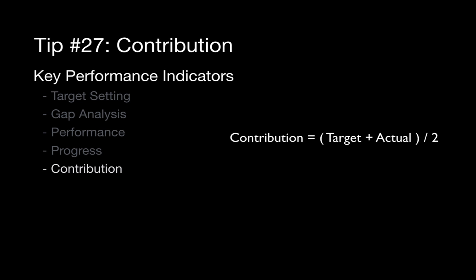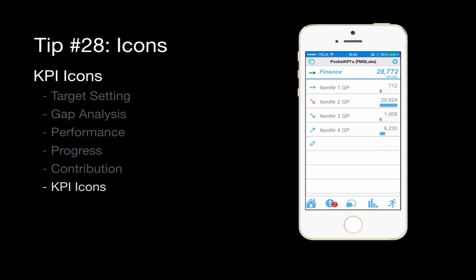You might be doing this in an organization where you have, say, one product that's selling 100,000 units, and another that's selling 10 units. You want to make sure that you've got a calculation telling you which one's contributing the most to the business. I like to use a formula where I include both the target and the actual, and then divide by 2, so I'm getting an average of the target and the actual. If you do that, you can create these KPI icons, or key performance indicator icons.